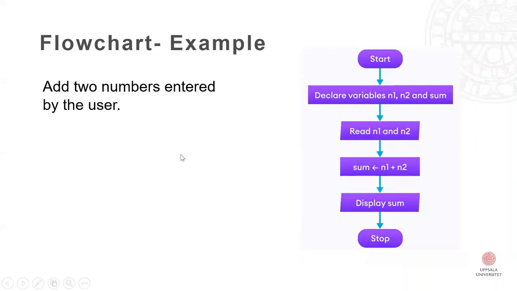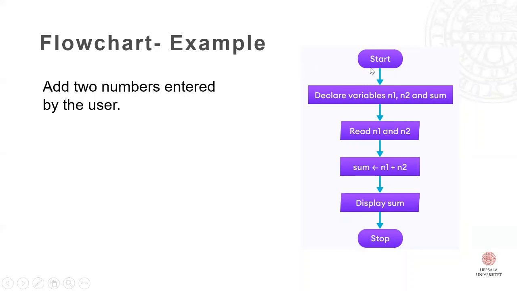In those places, we want to take a decision, so we use diamonds. Now let's see some sample flowcharts. So imagine we want to receive two numbers from the user and add them up. How should we represent our algorithm? So the algorithm in this case is very simple. Just read those numbers and add them together and print them.